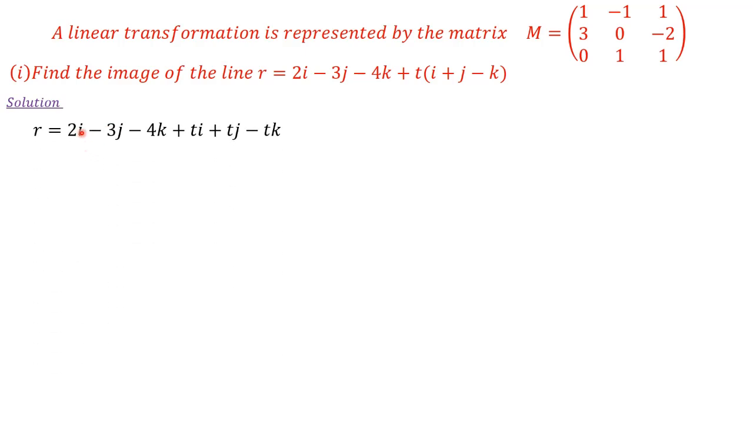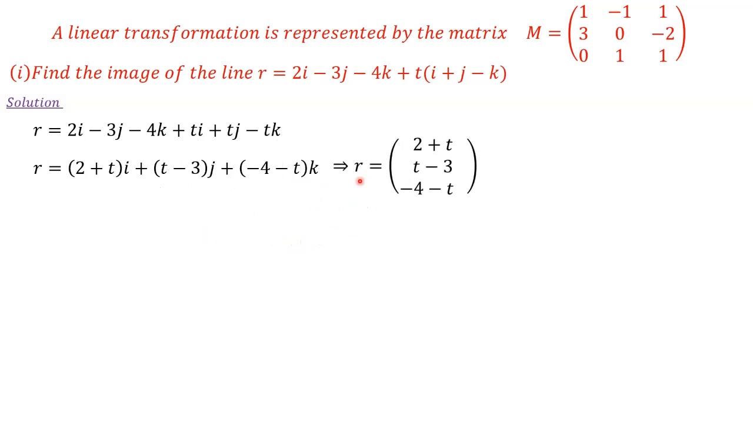The first thing we are going to do is expand this vector equation of the line, in order for us to group its i, j and k terms together. Doing that, we obtain r = (2 + t)i + (t - 3)j + (-4 - t)k, from which we can conclude that the x, y and z coordinates of the line are 2 + t, t - 3, and -4 - t respectively.